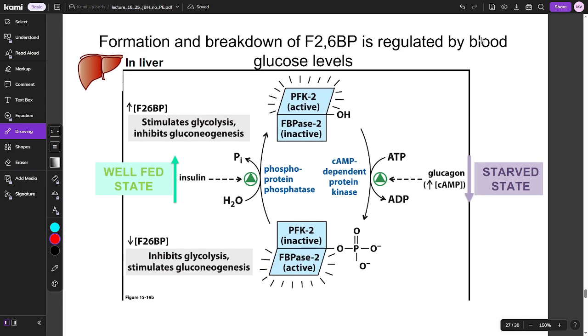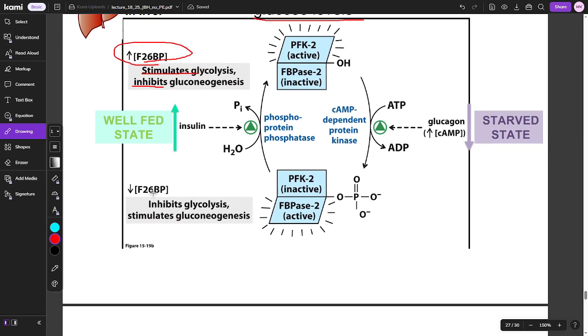And here we go. It's regulated by blood glucose levels, and you can see all of these things that we've talked about. The thing you should recognize is that these are kind of one enzyme complex. So fructose 2,6-bisphosphatase is combined with phosphofructokinase 2. Like we said before, fructose 2,6-bisphosphate stimulates glycolysis and inhibits gluconeogenesis. Lower fructose 2,6-bisphosphate inhibits glycolysis and stimulates gluconeogenesis, right?